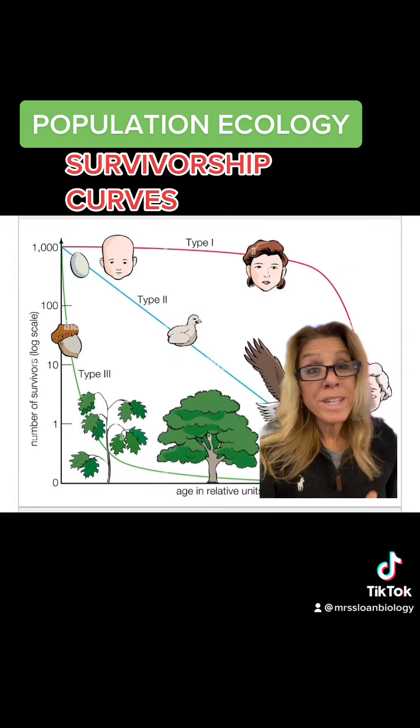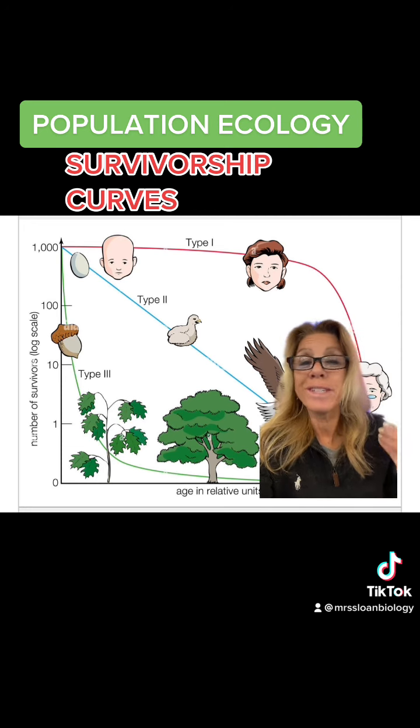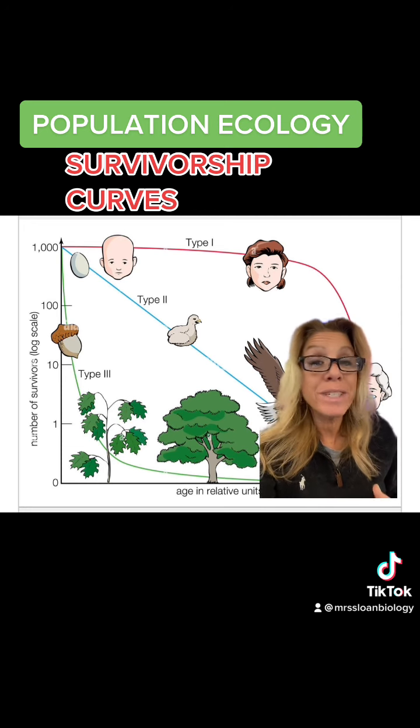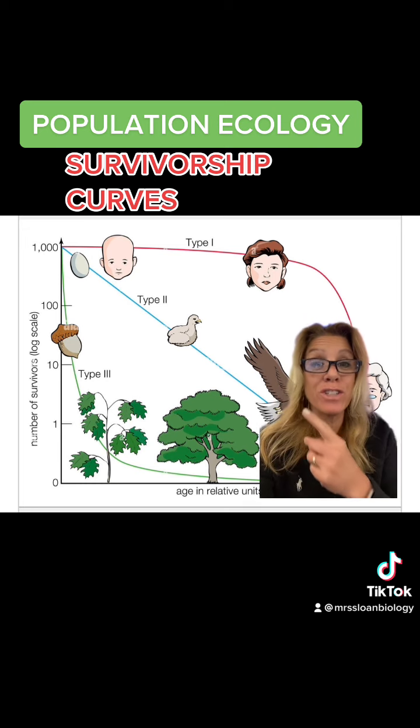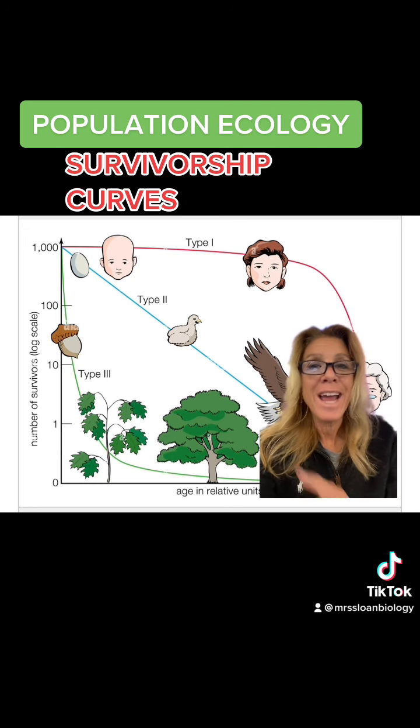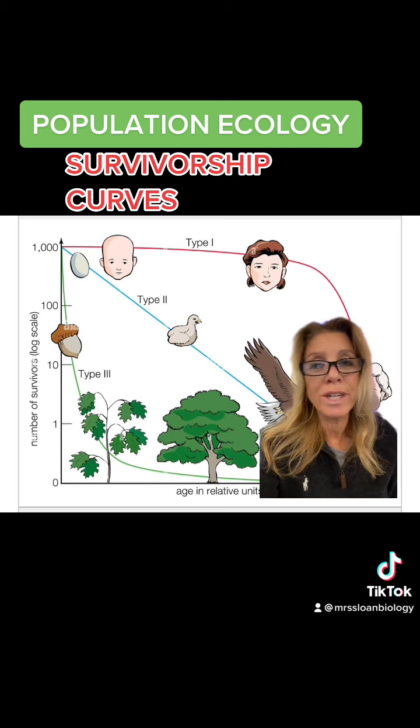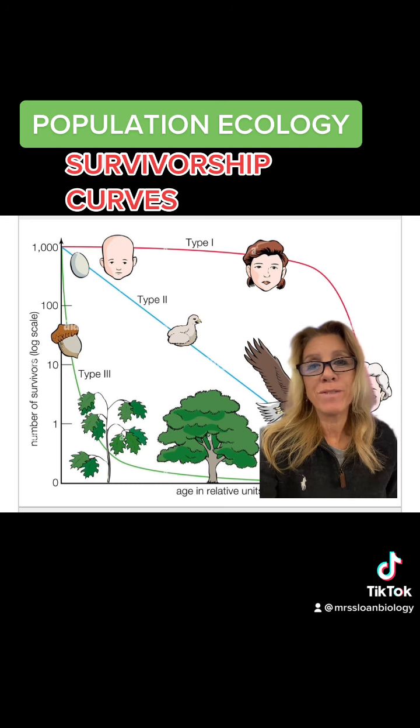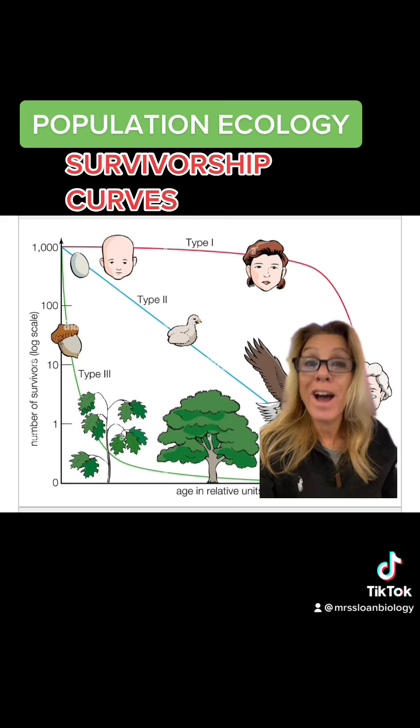Now, where we already saw the growth curve, these are survivorship curves. What is the likelihood that you are going to survive to reproduce? So there are three types. What they all have in common is they start at 1,000, per capita. And so type 1 are usually large organisms. They make very few offspring, and they live out their lifespan.